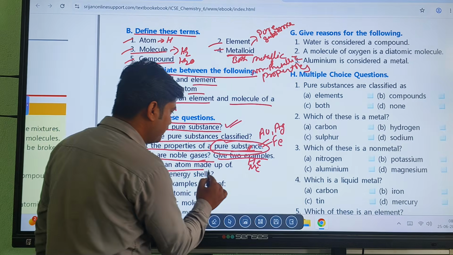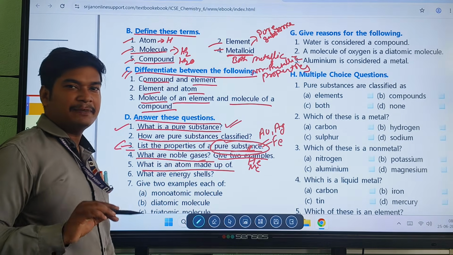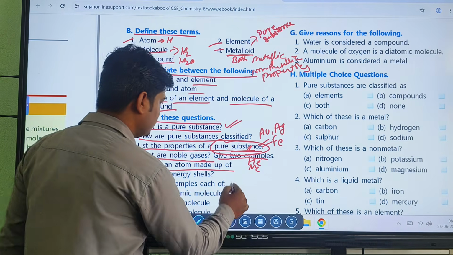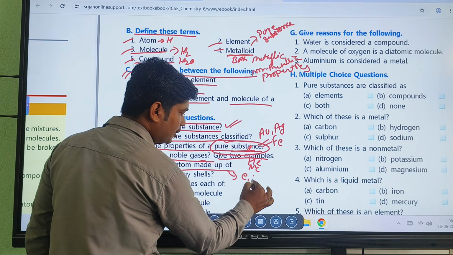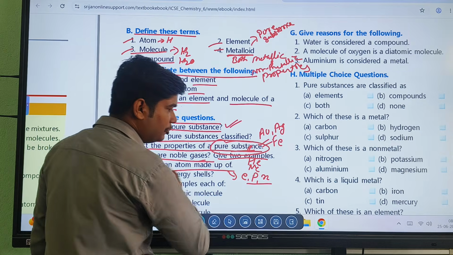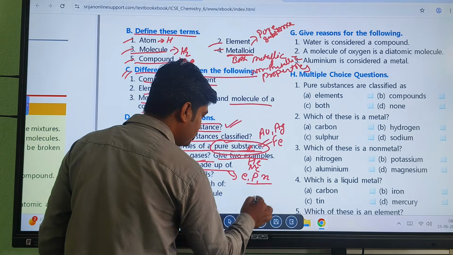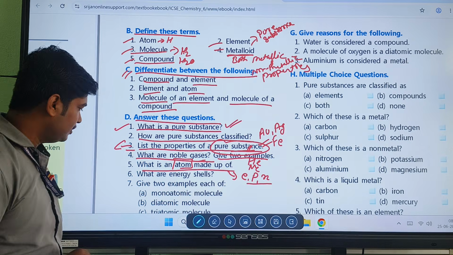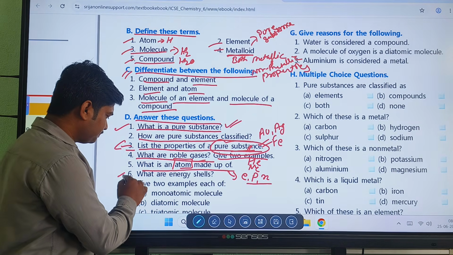What is an atom made up of? An atom is made up of 3 subatomic particles. Which ones? Number 1, electron, number 2, proton, and number 3, neutron. When all 3 combine, then what is formed? Atom.